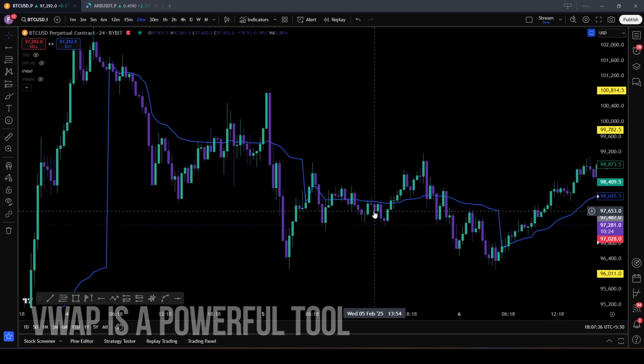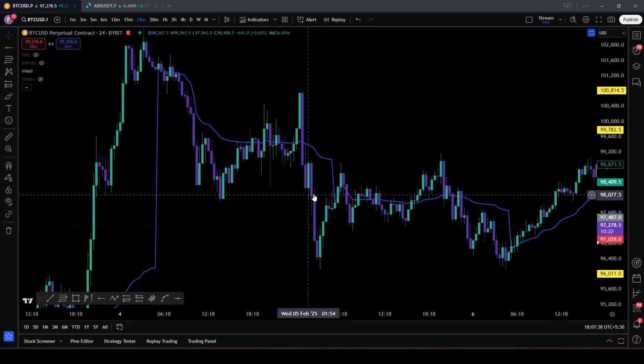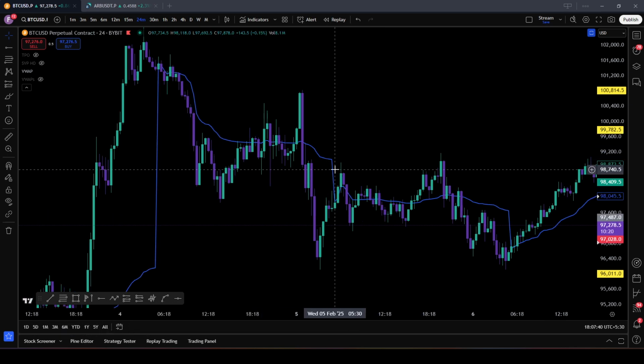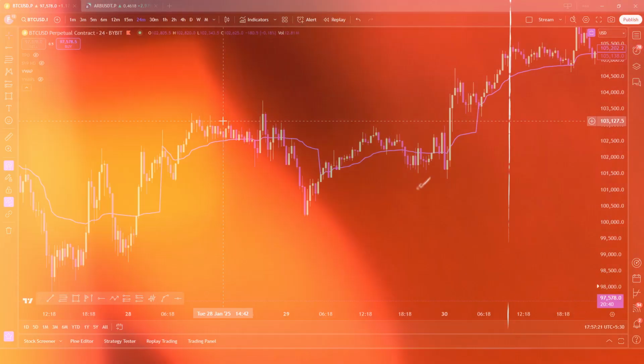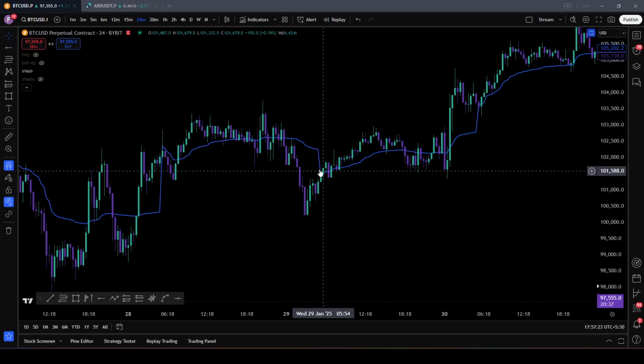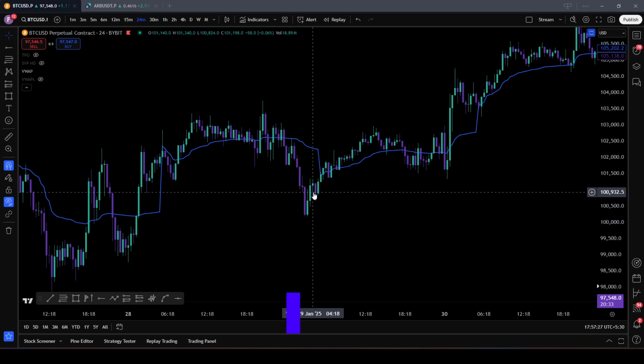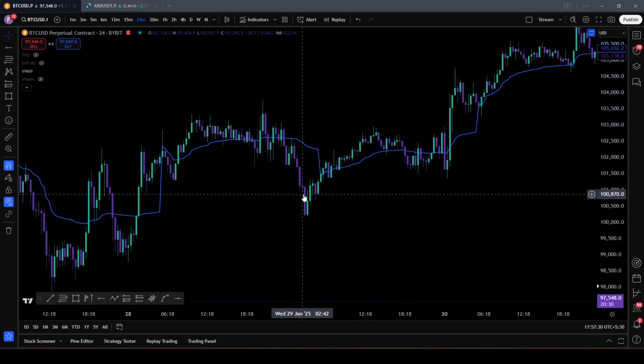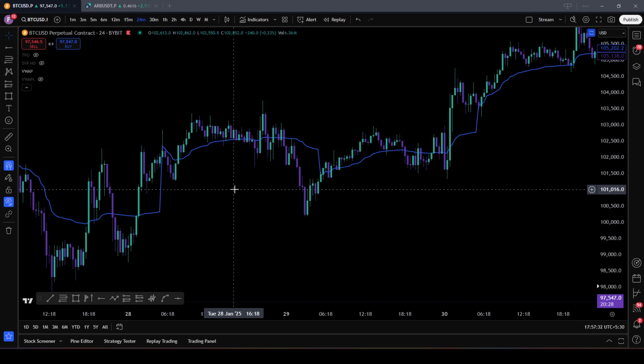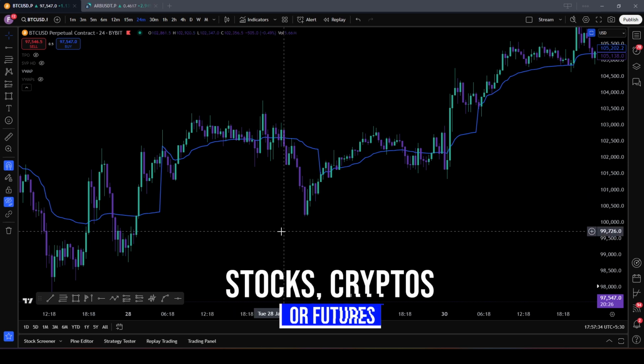VWAP is actually a very powerful tool that traders use to spot high probability trades and different kinds of setups. Ever wondered how professional traders find the perfect entry and exit points? There's this one tool they use, and it's called VWAP. And today we are breaking it down in the simplest way possible, whether you are trading stocks, cryptos or futures.